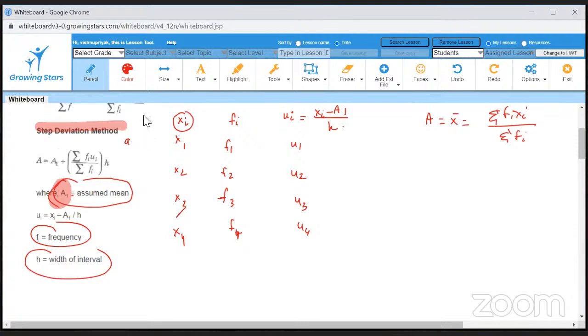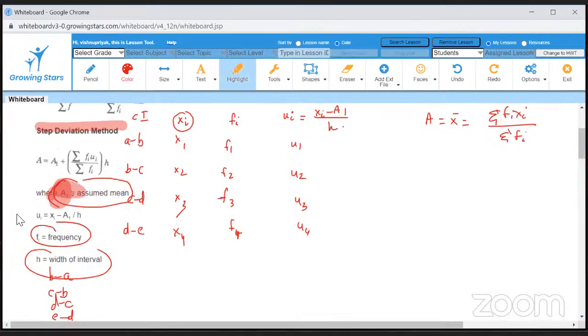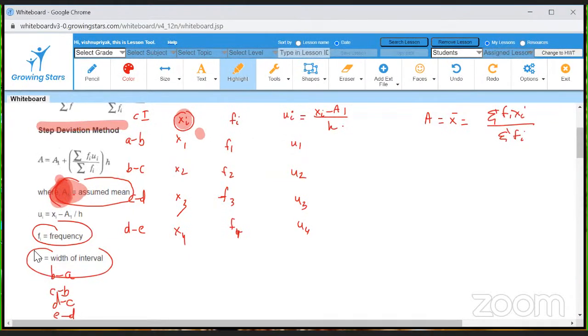Like if you have class interval A to B, B to C, C to D, D to E, the width of the class interval, that means H will be B minus A. H will be C minus B. H will be D minus C or E minus D. So you will take the width of the class interval. You will take the assumed mean. You will take Xi minus assumed mean by H. You will get U's.